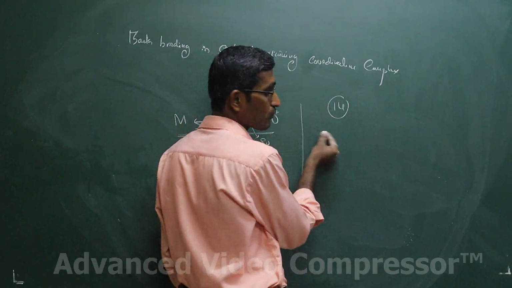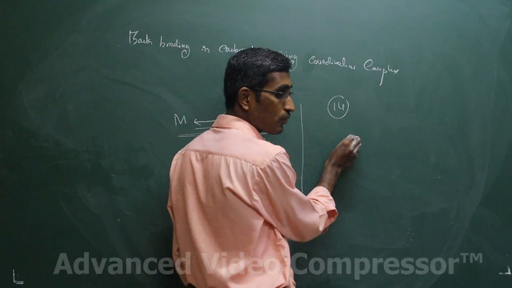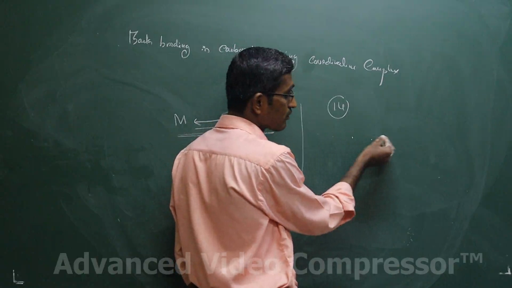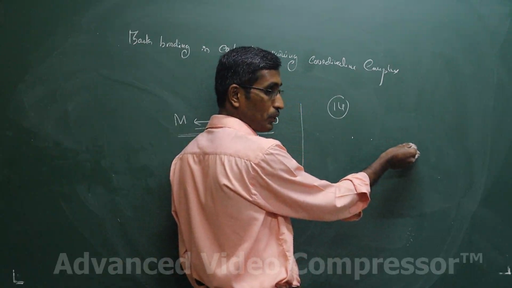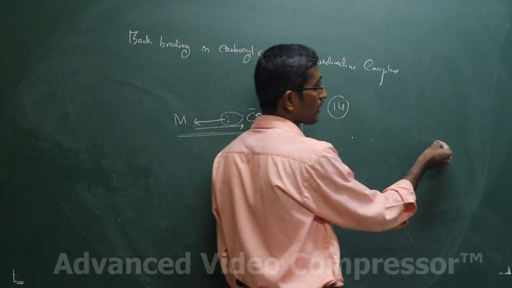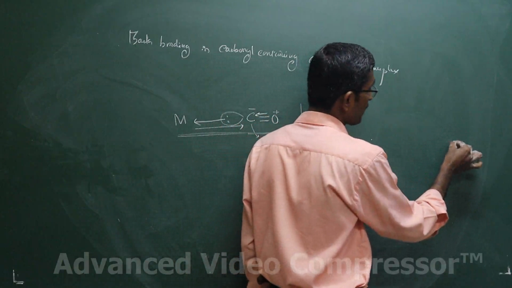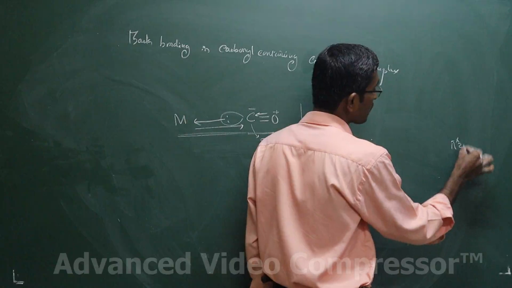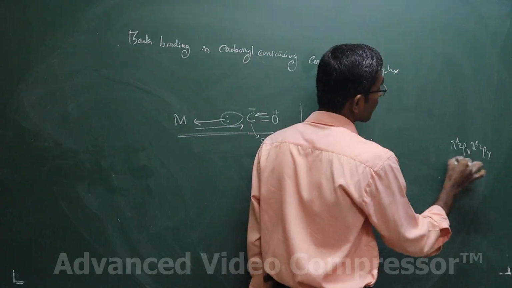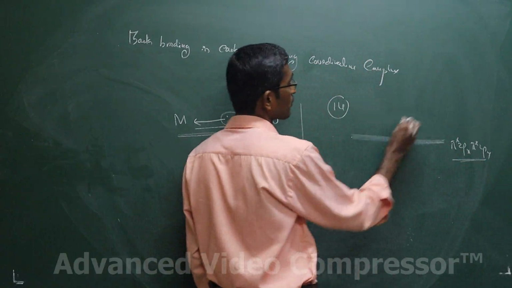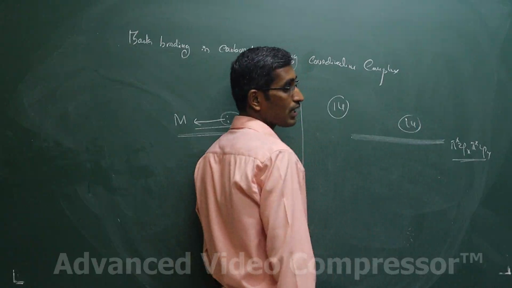That is sigma 1s2, sigma star 1s2, sigma 2s2, sigma star 2s2, pi 2px2, pi 2py2, and sigma 2px2. And the next orbitals are pi star 2px and pi star 2py. These are empty. The rest of all orbitals, 14 electrons, are filled, a nitrogen-like structure.